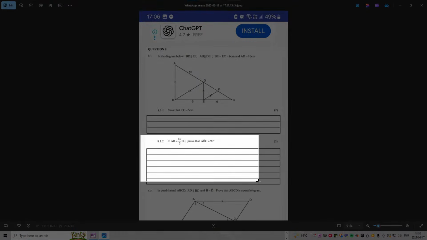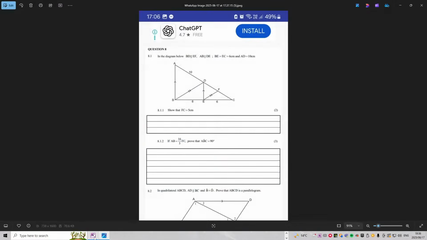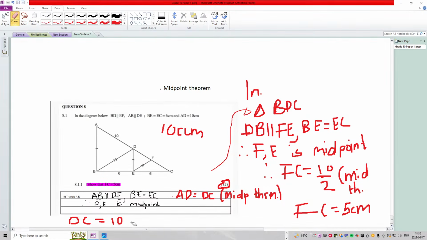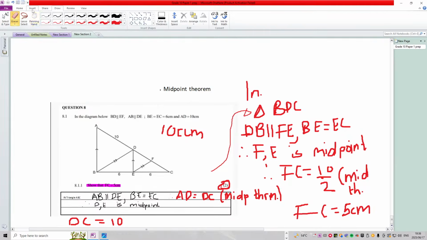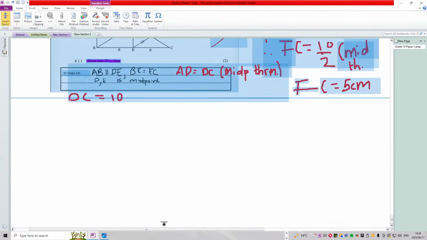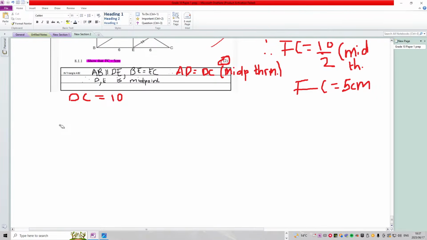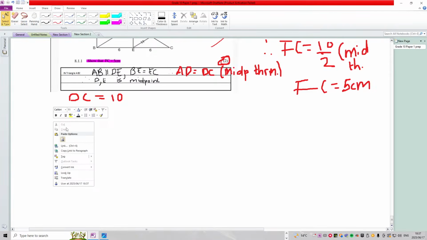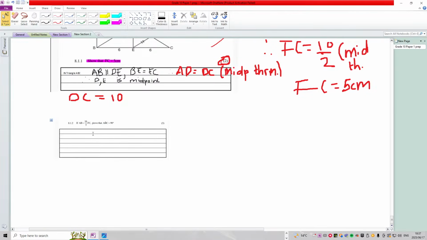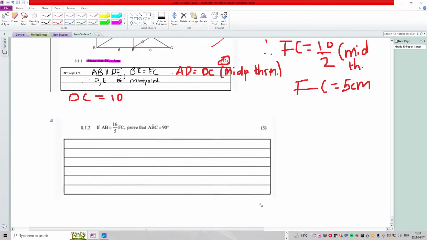Now, let's have a look at the next question. Insert space, right about here. Okay, one second. Just space this here, quite small.